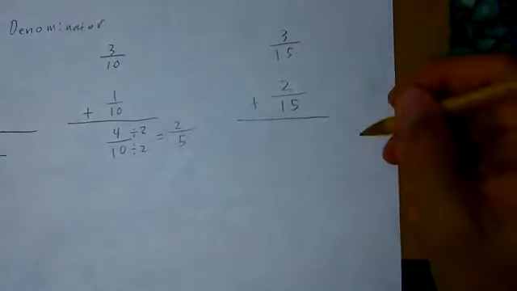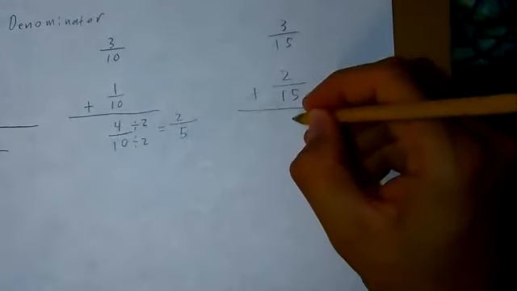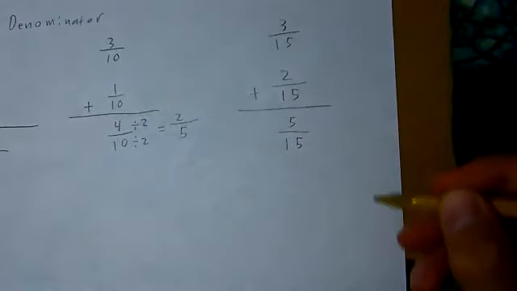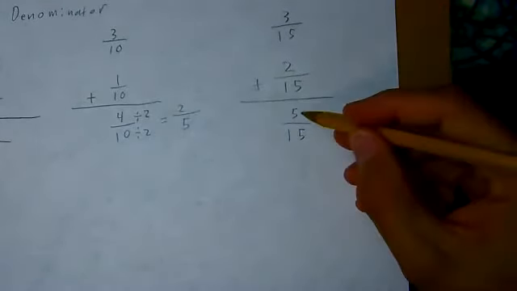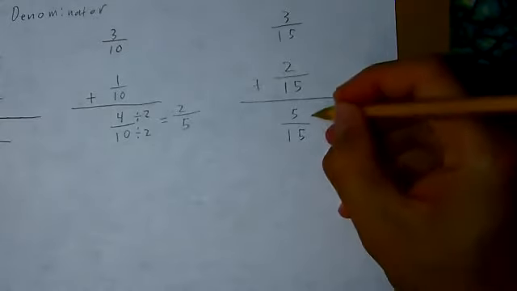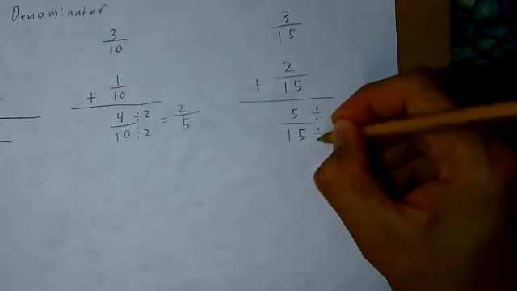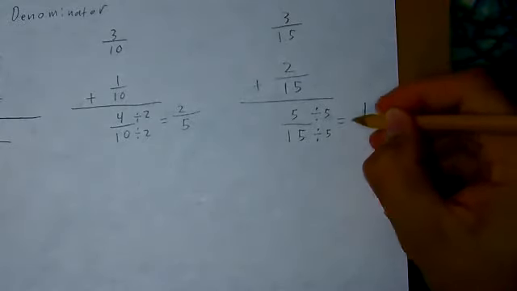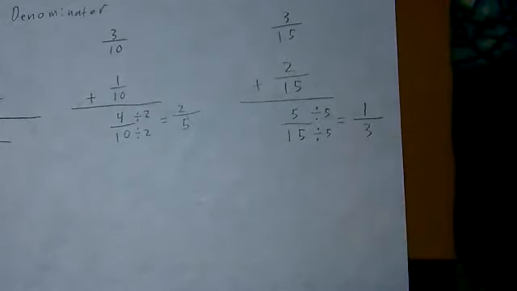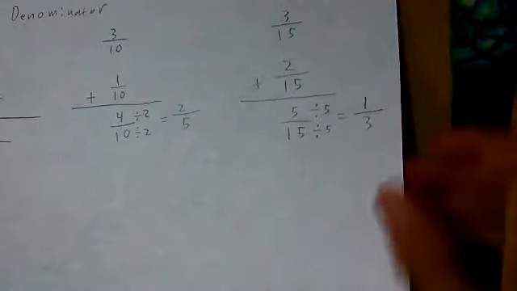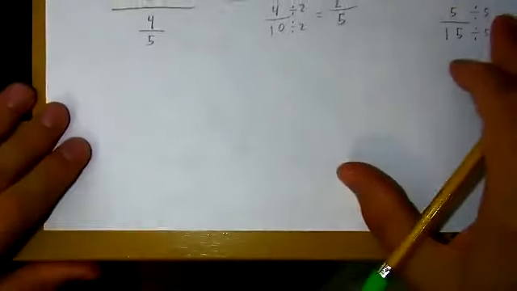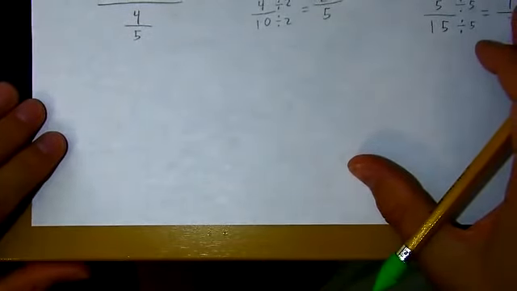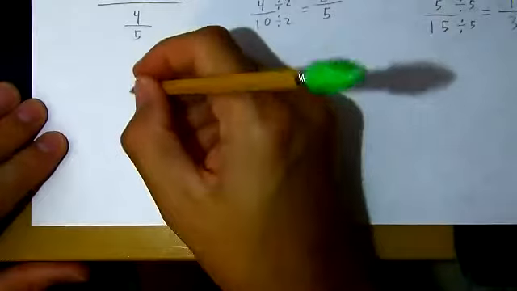Let's say we have this problem. 3 plus 2 is 5. Bring down the 15. You should know your times tables. You know that 5 goes in both of these numbers. If you divide both of those numbers by 5, you end up with 1 and 3. So 1/3. Now those are pretty easy. So we're going to move right along to when you don't have the same denominator.